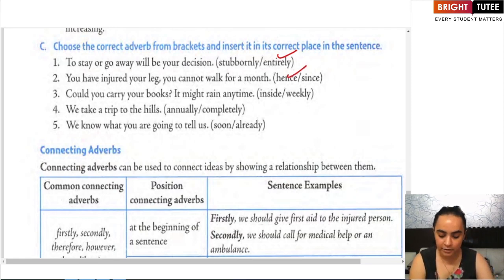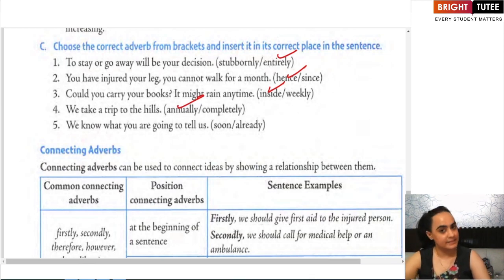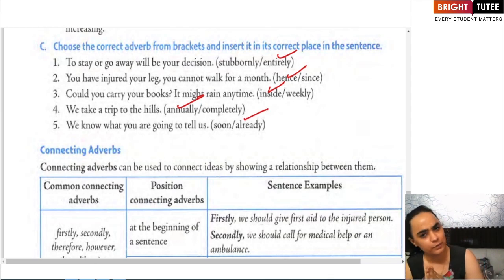Could you carry your books inside? It might rain anytime. We take a trip annually to the hills. So we take a trip to the hills annually. We know what you are going to tell us already. So you see, my dear students, it was so easy for us to identify the different types of adverbs.